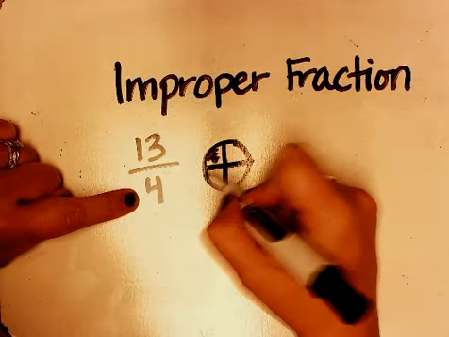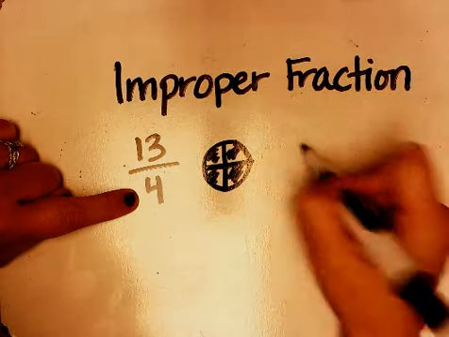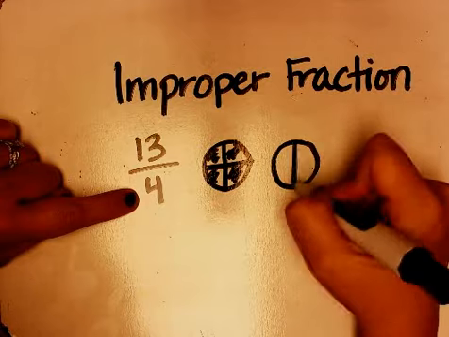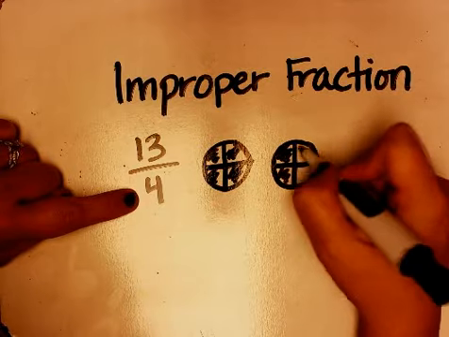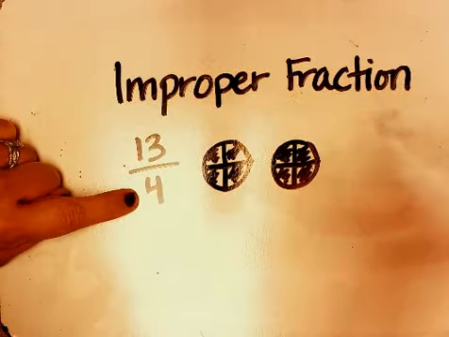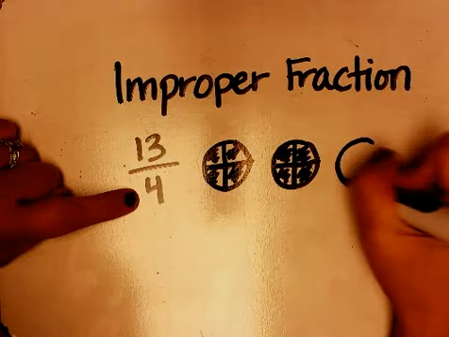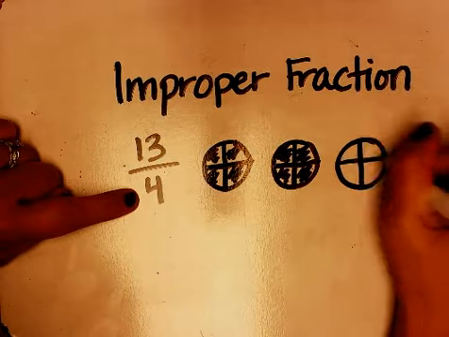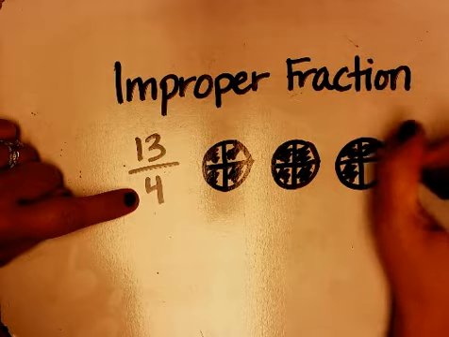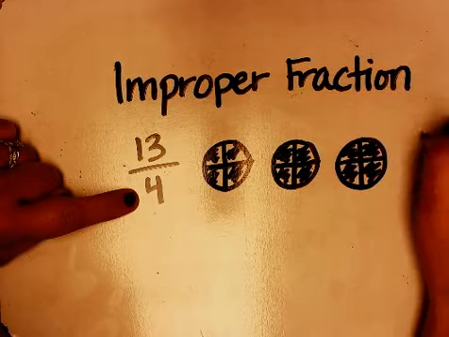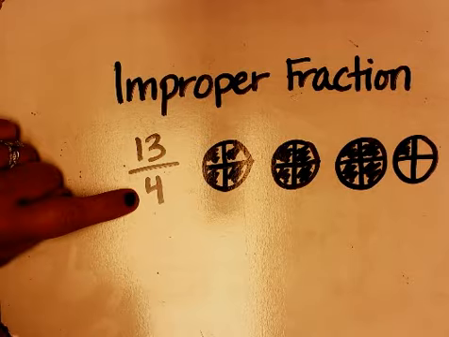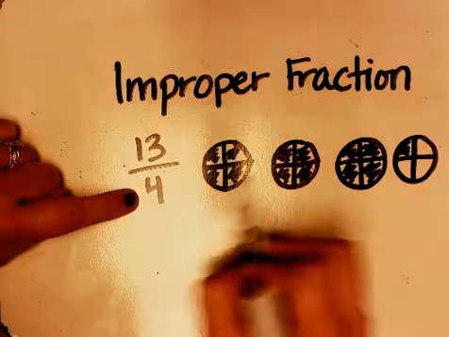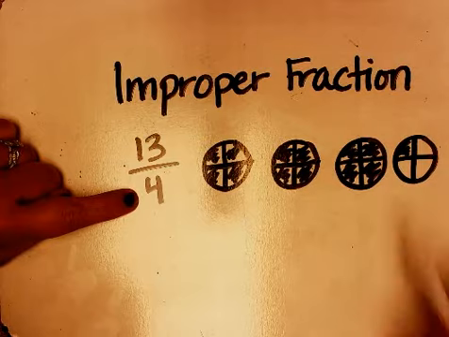So here's 4. They know they need more. This would be 8, but that's still not equivalent to 13, so we've got to keep drawing wholes. Another one, well, that would be 12. So then they should know that they still need one more whole, but only one part shaded. So this is equivalent to 13/4.